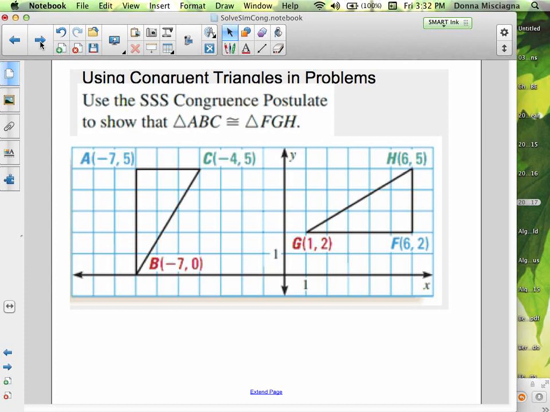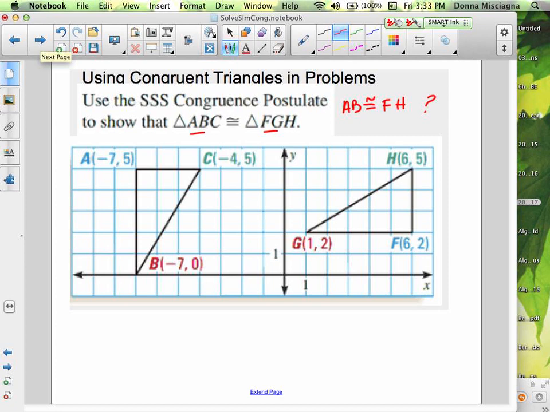So for side-side-side to apply, it would mean that, using my letters here, AB would have to be congruent to FH. And I'm going to put a question mark because we haven't proved it yet. BC would have to be congruent to GH, and AC would have to be congruent to FH.